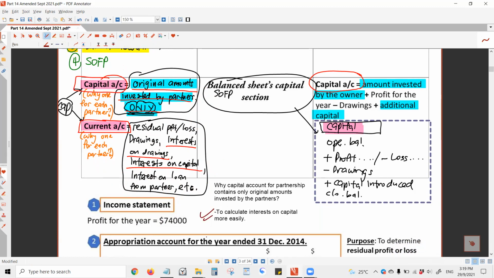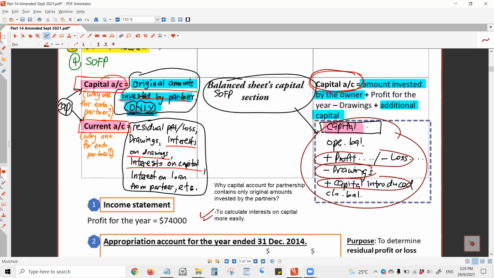Now, what about a sole trader? Do you have interest on capital to calculate for a sole trader? No, right? That's why you can mix it up together with profit for the year, loss for the year, drawings, and also capital introduced and so on. You can combine all of them into one because nobody cares. You are the only owner. You own everything in the business. That's why you can combine, because you don't have to calculate such a thing as interest on capital. Make sense?